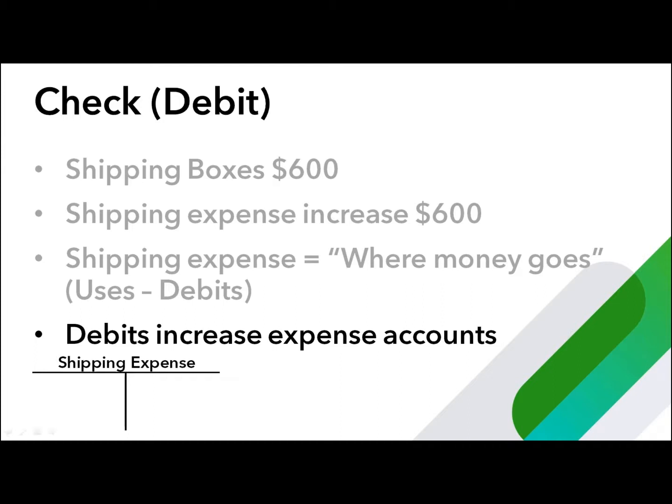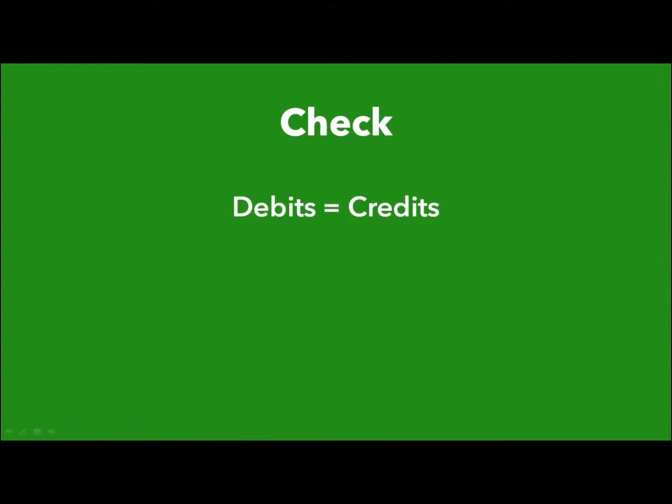Draw the shipping expense account as a T. Debits appear on the left. Enter the debit of $600 for the purchase. And debits must equal credits. So the use, where the money goes, must equal the source.